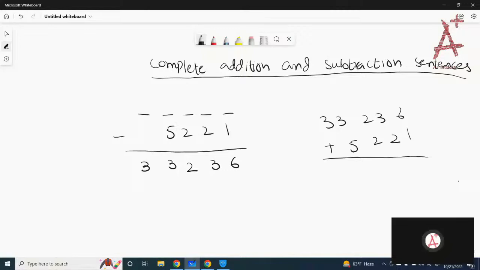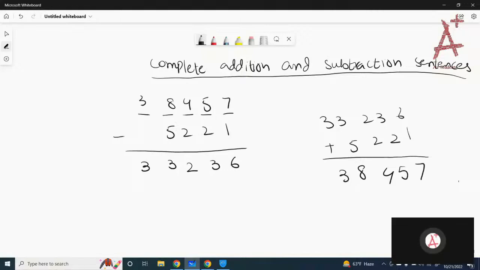So just add the difference and the given number. This way you will get the one that is missing. 6 plus 1 is 7. 3 plus 2 is 5. 2 plus 2 is 4. 5 plus 3 is 8. And here you have 3. That means the missing number is 7, 5, 4, 8, 3.